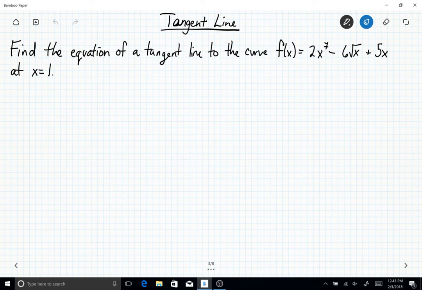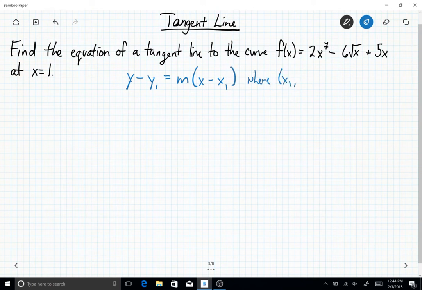Well, in order to find the equation of a line, just any line, I'd say the easiest way to go about it is y minus y1 equals m times x minus x1, where x1, y1 is a point on the line, and m is the slope. I wrote curve because I'm thinking of what we're about to do here.